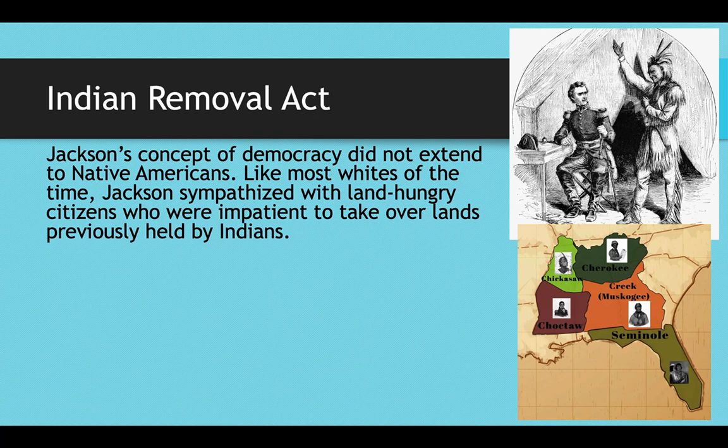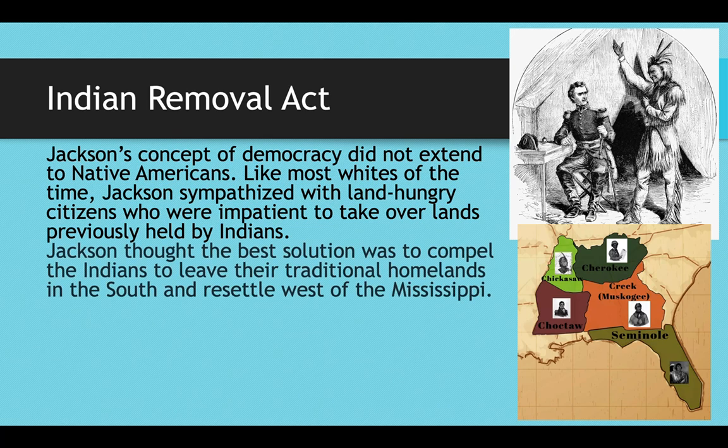Perhaps the most controversial part of Jackson's presidency was the Indian Removal Act. Jackson said that he was a champion of democracy, but his concept of democracy did not extend to non-whites. It did not extend particularly to Native Americans. Like most whites at the time, Jackson sympathized with land-hungry citizens who were impatient to take over lands previously held by Indians. Jackson thought that the best solution was to compel the Indians, to force them to leave their traditional homelands in the South and resettle west of the Mississippi River.